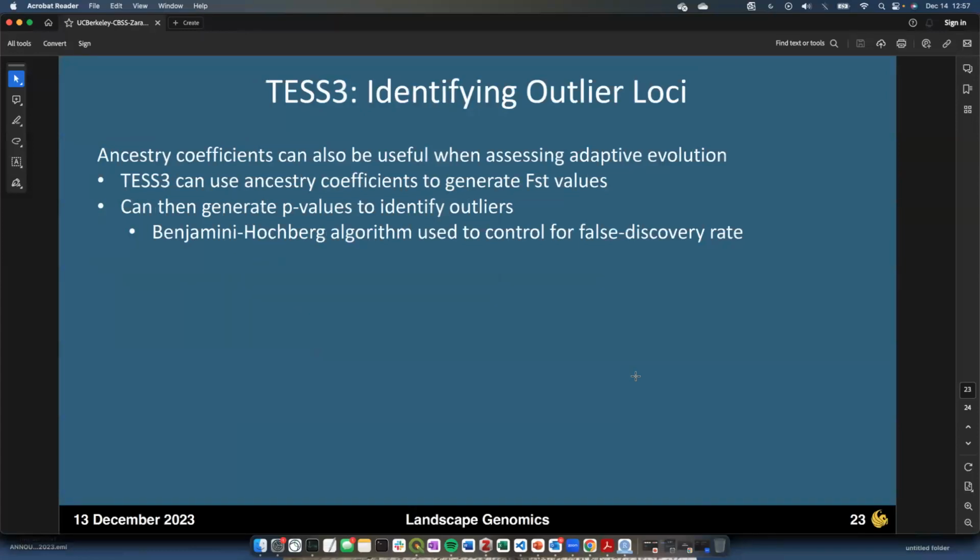So TESS is also really useful because it can identify outlier loci. I think someone had mentioned that they were trying to find regions where you might see grouping of certain loci, especially loci that might be under selection or overrepresented in your data. What TESS does is it uses those ancestry coefficients to generate your FST values for each of your loci, and then generates p-values by controlling for false discovery rate.